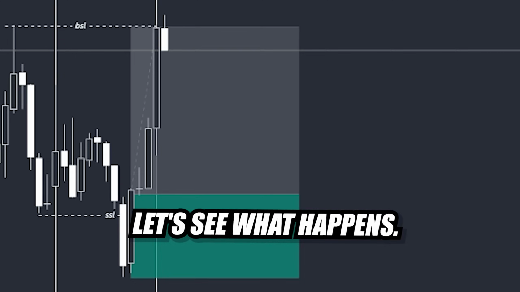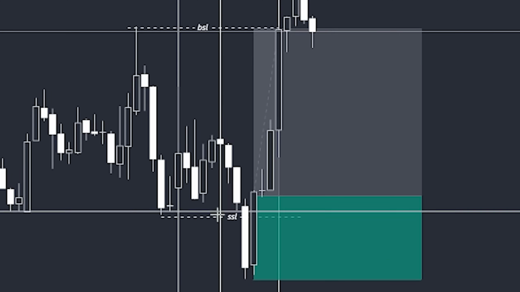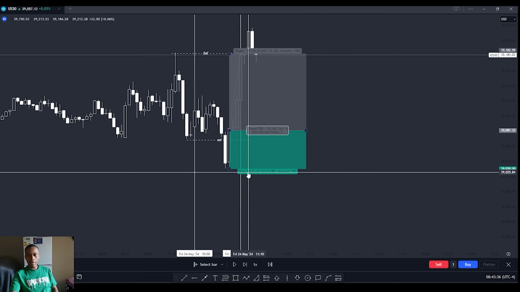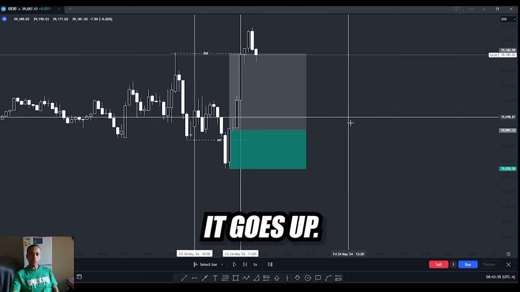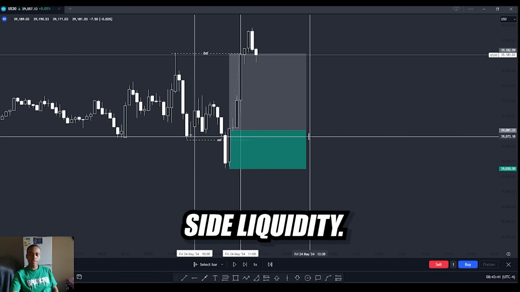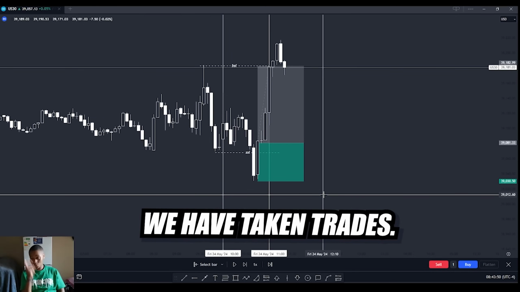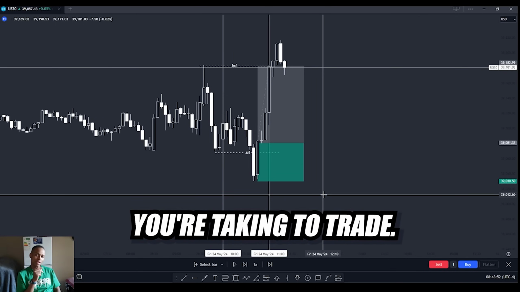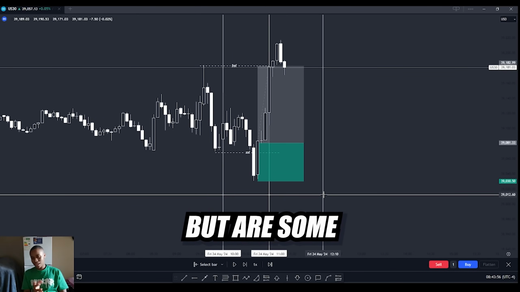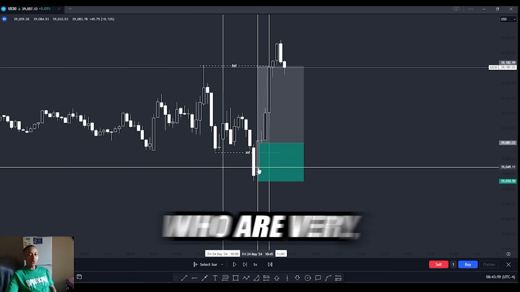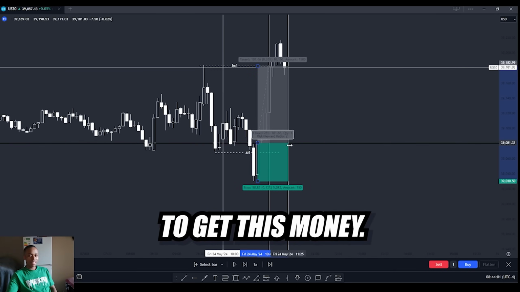You put your stop loss below that candle, and we are targeting that high, which is right there. Let's see what happens. Boom, straight. The market doesn't even come down or retest. It goes up, takes the buy side liquidity just like that. Actually, right now we have taken 2 trades, right? I think it's enough to call it a day. But there are some people out there who are very, very eager to get this money, bro.